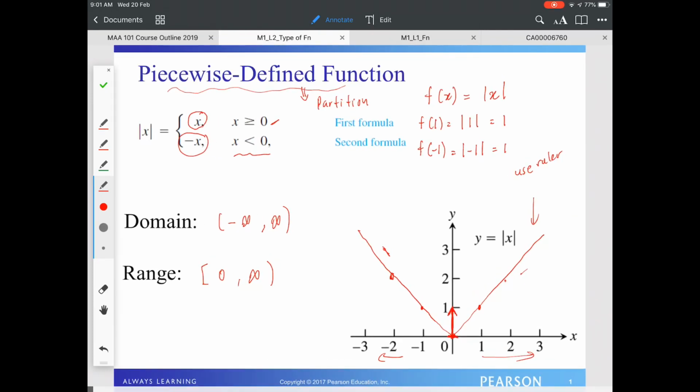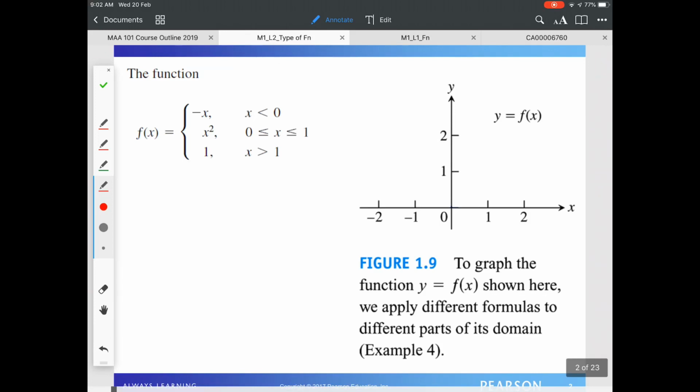Okay, let's consider another example of a piecewise defined function. This example consists of three different partitions. When x is less than 0, you get negative x. When x is between 0 and 1, you get quadratic x squared. And when x is larger than 1, it will take a constant value 1. Try to graph this on this axis. We will discuss more on Friday's lecture about this one, but you need to try first. Of course I will ask you in class later on, so try to graph it first.